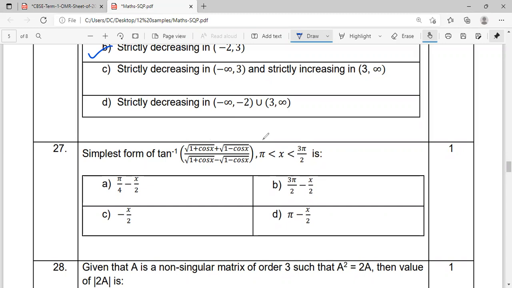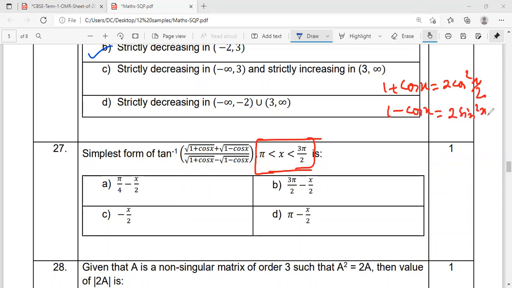The only thing is, this part of the domain of the function should be taken into consideration because they are saying x is between pi by 2 and 3 pi by 2. So we know 1 plus cos x is equal to how much? 1 plus cos x is 2 cos square x by 2. All right. And similarly, 1 minus cos x is 2 sine squared x by 2.